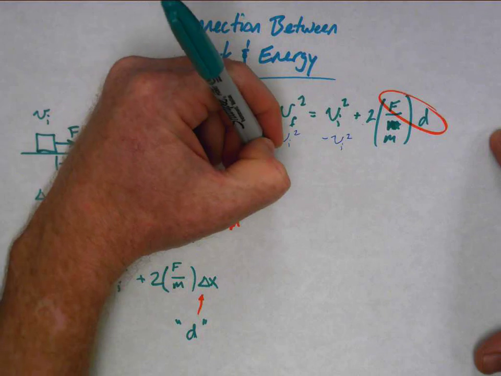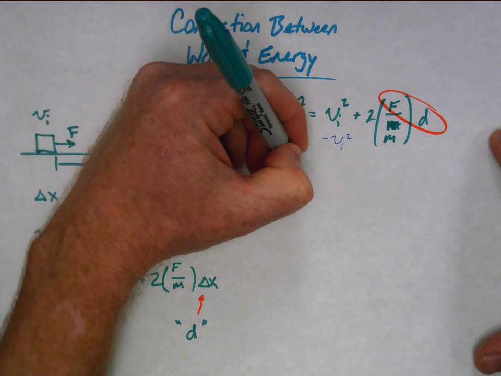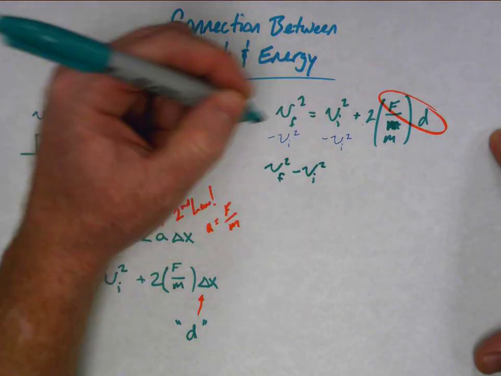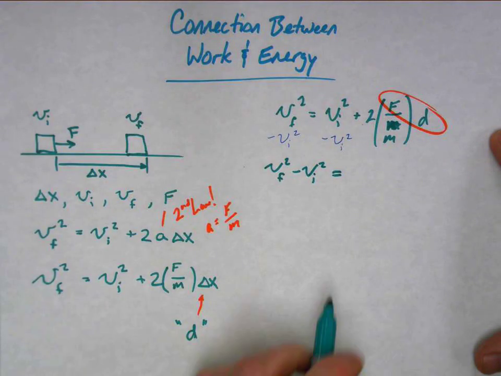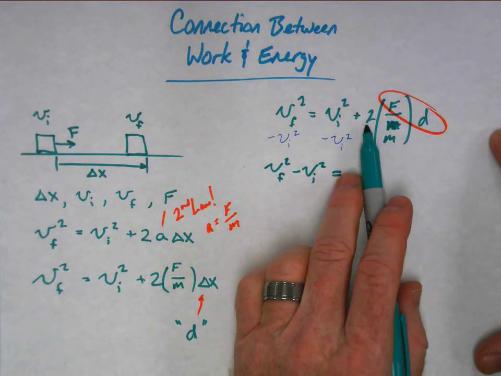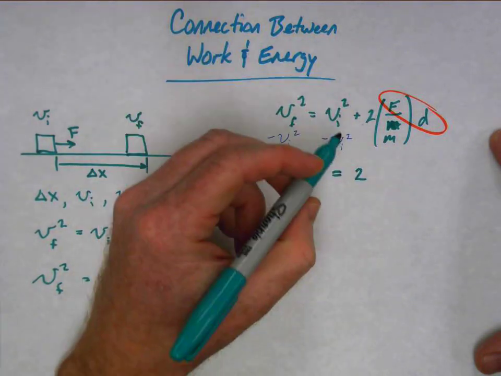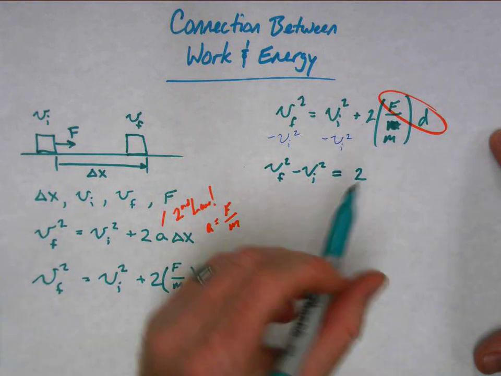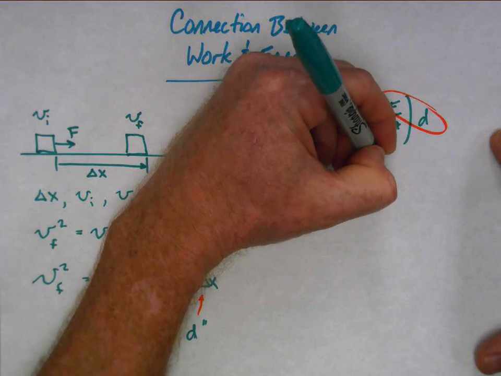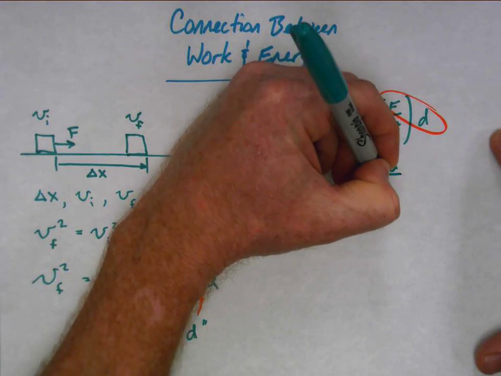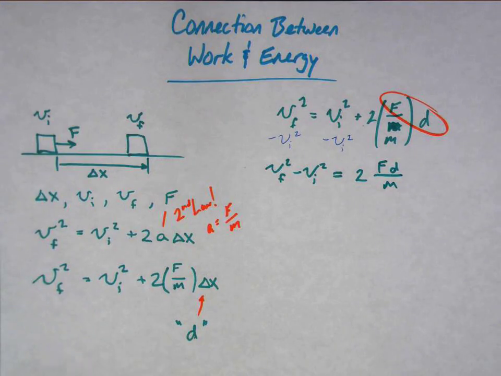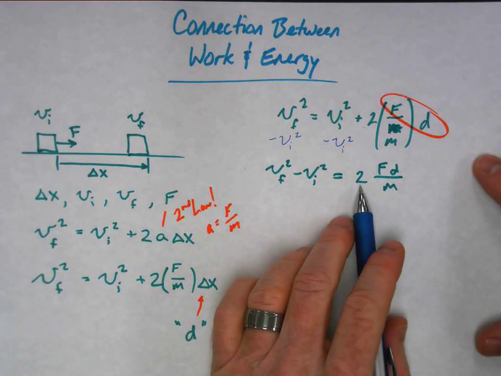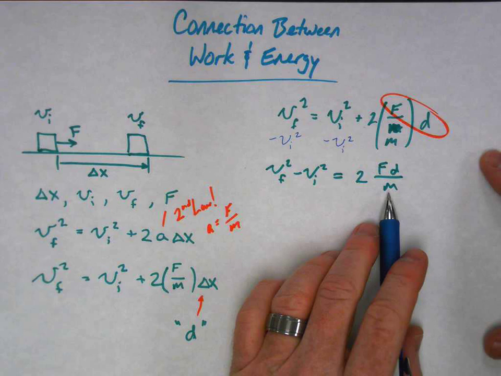And so here we're going to have final velocity squared minus initial velocity squared, because on this side it canceled out. And now we're going to have 2 times force times distance, and remember we're dividing by mass. So force times distance divided by mass. I can do this in one more step. I have to divide both sides by 2, and I have to multiply both sides by m.